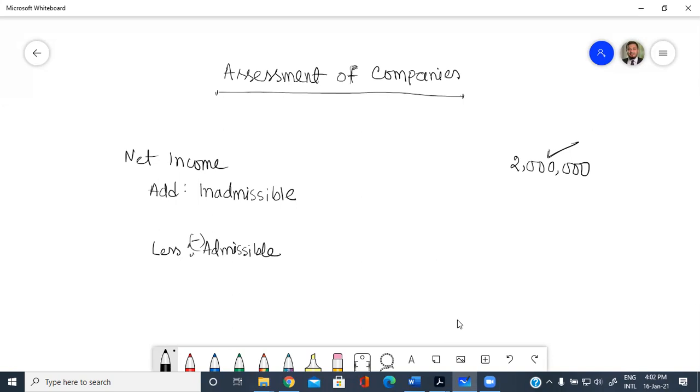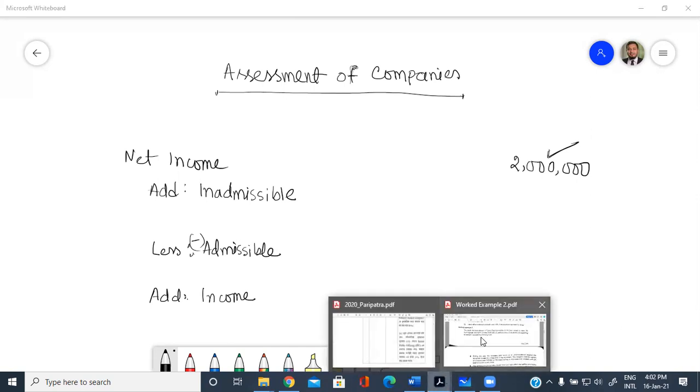Then, we have some income which has not been recognized by the company when they are calculating this. What do we need to do? We have to include those incomes, right? And if there is some income which will not be part of the revenue income, which will be part of capital gain or some other head, in that case we need to separate those incomes out from here. Okay, let's continue our discussion of the problem.